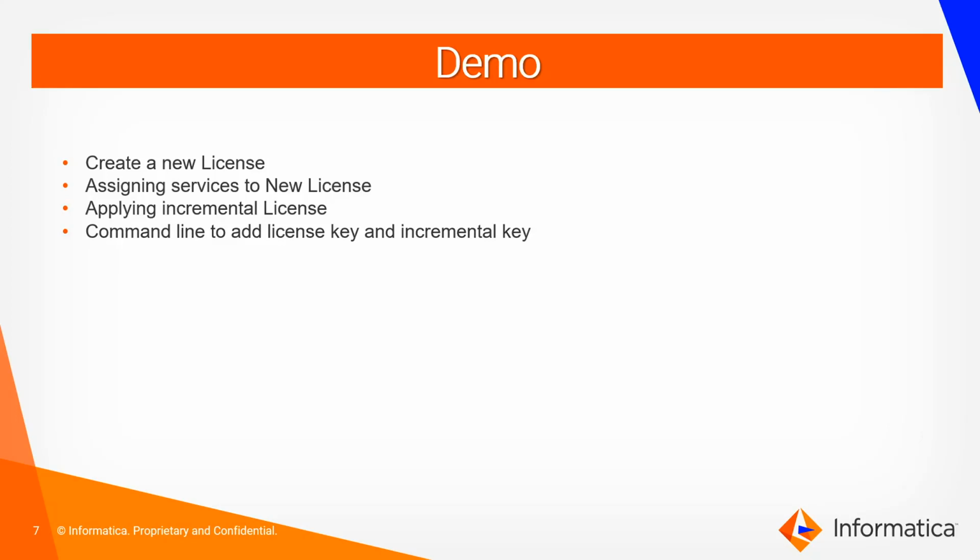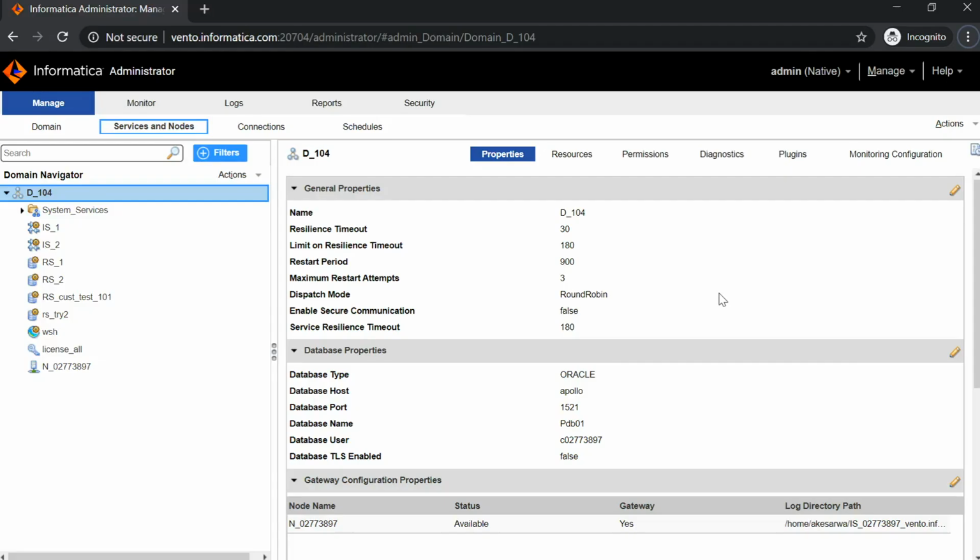So now we will go and see a quick demo of all these activities which we discussed. We'll be creating a new license, assigning a service to the new license, applying the incremental license, and also we'll try the command line for adding the license key and incremental key. So now we will proceed to the demo session for licensing.